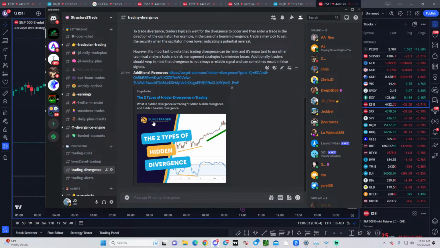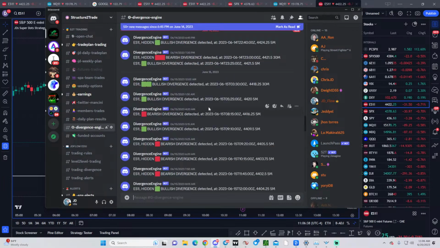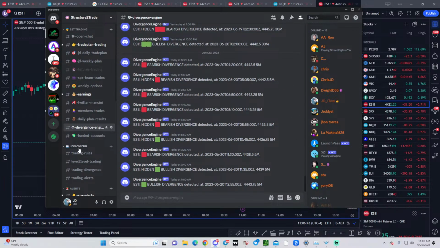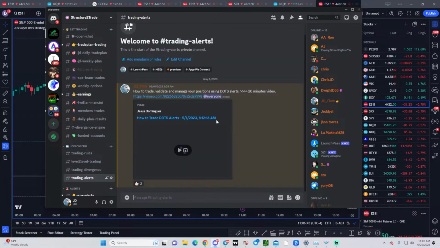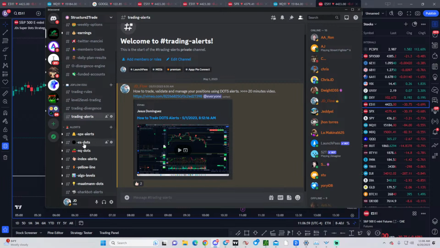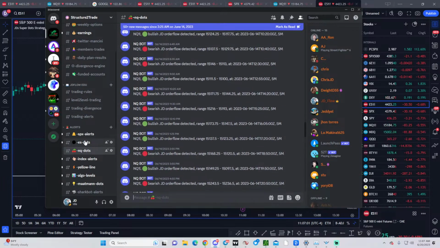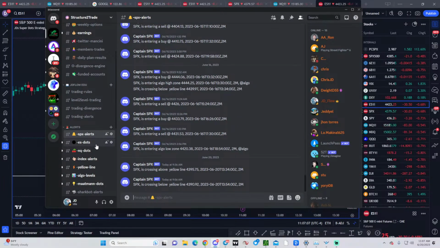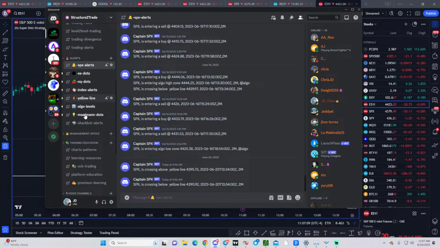Trading divergence. This is a good pre-work if you intend to use the divergence engine alerts, which are very important. Then trading divergence, trading alerts. This is where I specify how to trade the alerts that the dots generate, which are the ES dots and NQ dots. You'll see those and how to trade them. SPX alerts just tells me where the market is trending to, and we'll get into more detail about the alerts.